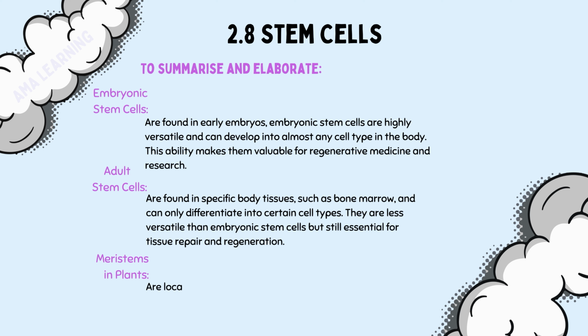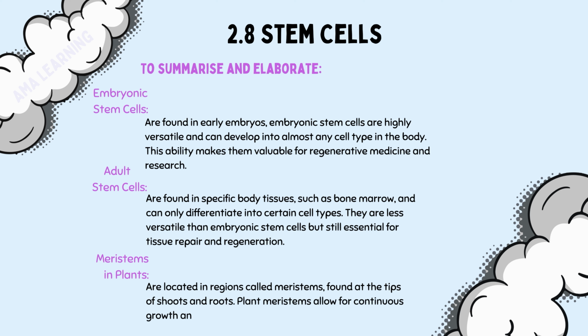Meristems in plants are located in regions found at the tips of shoots and roots. Plant meristems allow for continuous growth and enable plants to regenerate parts.